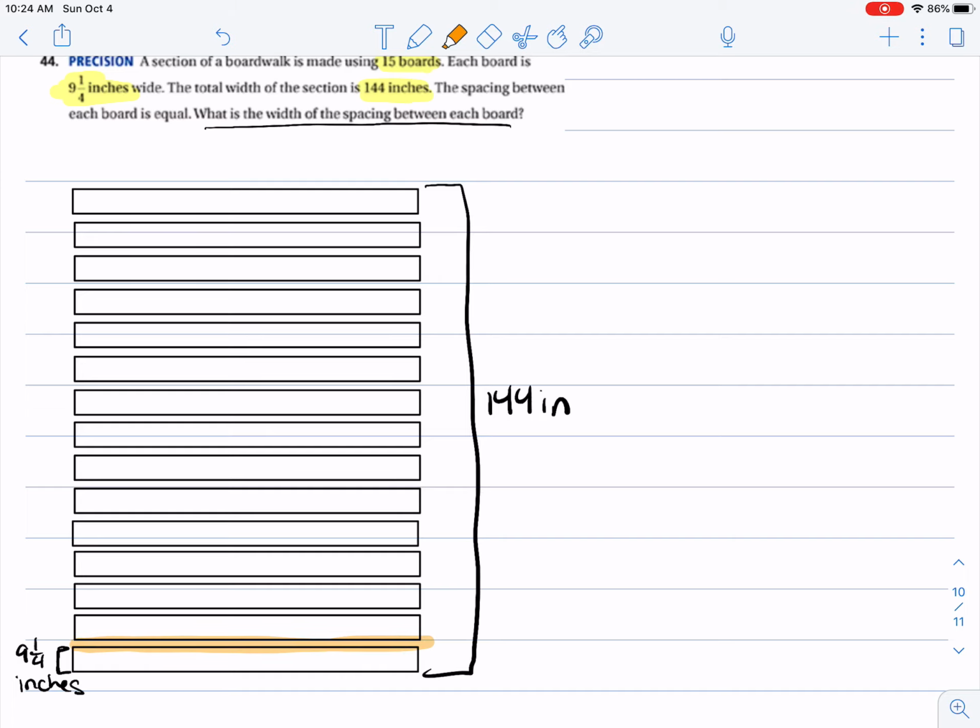So there are quite a few steps for this problem. The first thing that we want to do is we want to figure out how much of the 144 inches is taken up by the boards themselves. So the first thing we need to do is 15 times 9 1/4, and that will give us the boards.